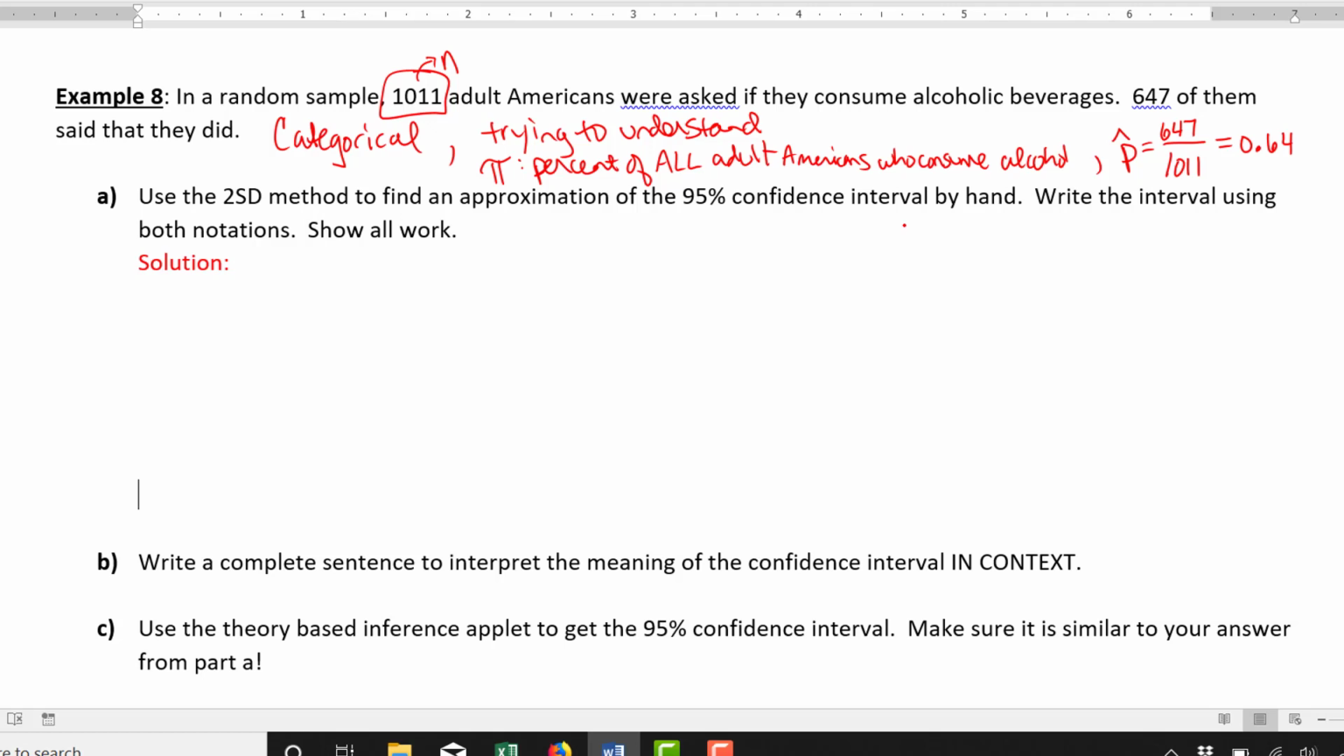So it says to use the 2SD method to find an approximation of the 95% confidence interval. So the 2SD method, remember, first step, we're going to use the formula to estimate the standard error. Since this is categorical, the formula we're using is square root of p hat times 1 minus p hat over n. So plugging in our values, it'll be square root of 0.64 times 1 minus 0.64 divided by 1,011.